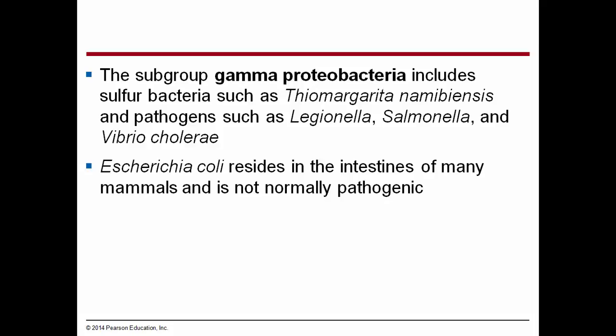The subgroup gamma proteobacteria includes sulfur bacteria such as Thiomargarita namibiensis and pathogens such as Legionella, which is responsible for Legionnaires' disease. Salmonella, I don't know if anyone's familiar with Salmonella, but I've had Salmonella. It's quite an uncomfortable disease. And Vibrio cholerae, which is the organism responsible for cholera. Escherichia coli, or E. coli, resides in the intestines of mammals and is not normally pathogenic. This is also a gamma proteobacteria.